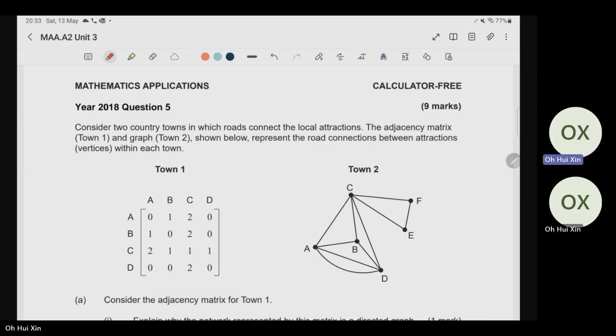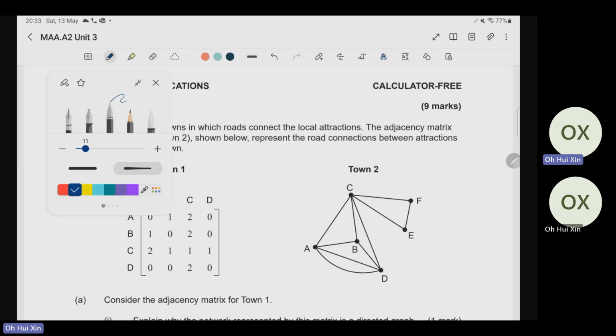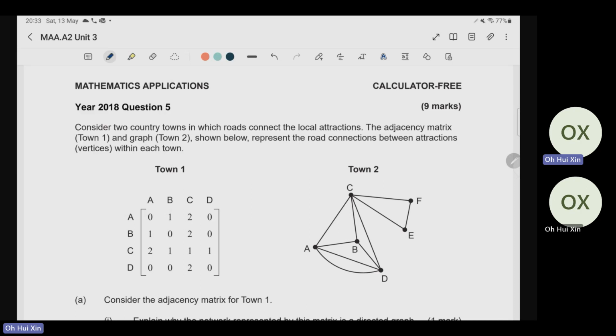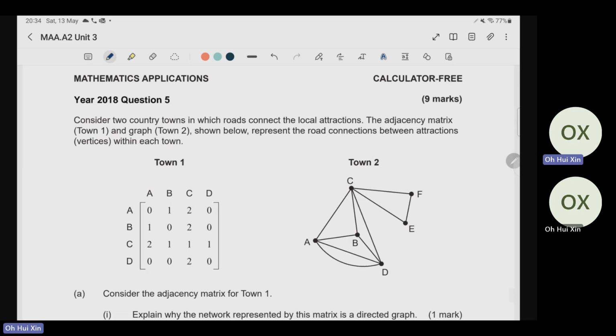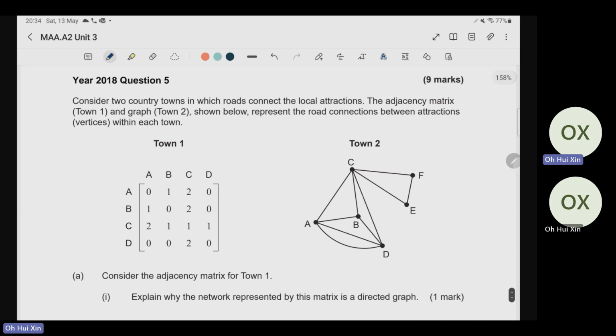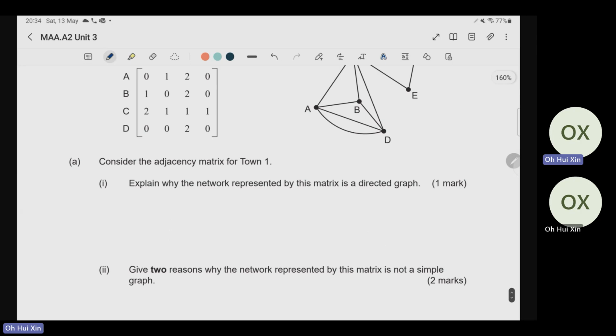All right, question 5, year 2018. Okay, so you are given this one adjacency matrix and also one graph here. They are representing different things, so make sure that you go through the question properly. The adjacency matrix is the one that represents town 1, then town 2 is represented in graph 2. So they represent different things, just make sure that you read that.